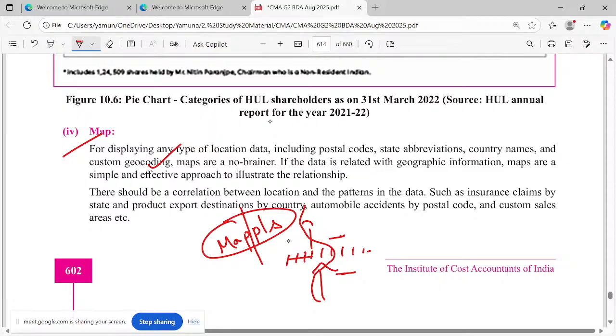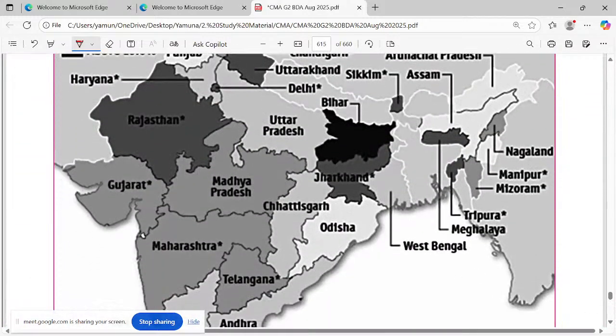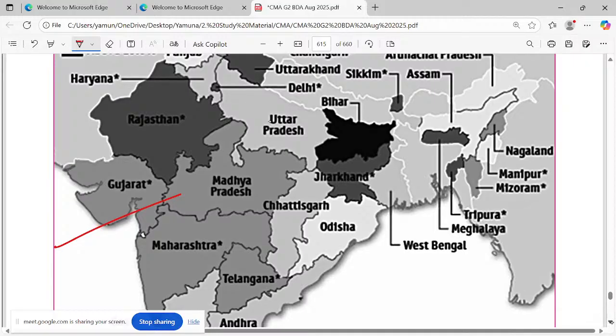So usually we call that Mapples. Okay, MapmyIndia. If you try this one, you can find that when you drive in any places where there's a speed breaker, it will say that there's a speed breaker. There will be some indication showing that there is a speed breaker. Automobile accidents probably are referred with respect to postal codes, custom sales area, etc. So these and all can be referred with the help of maps. Okay, so this is about maps.